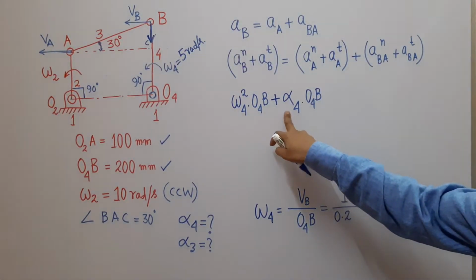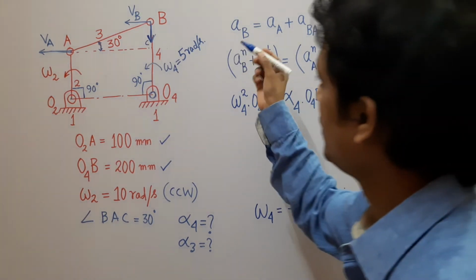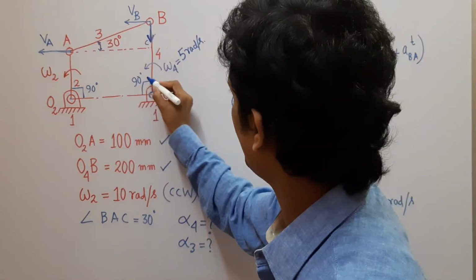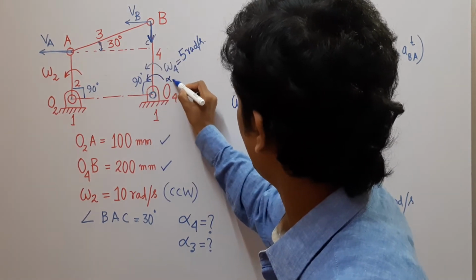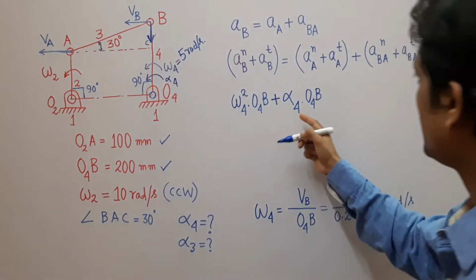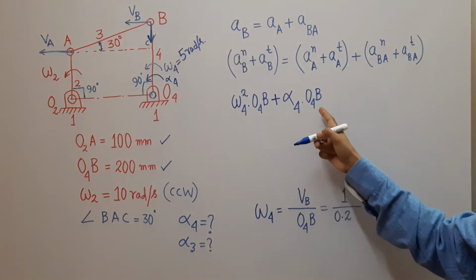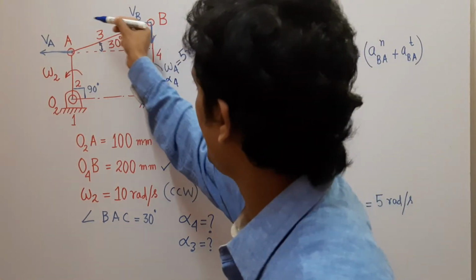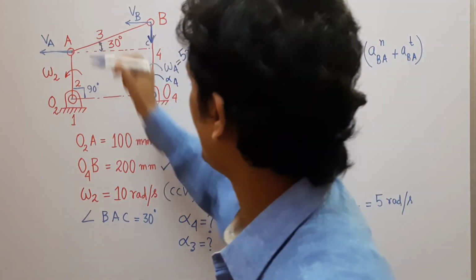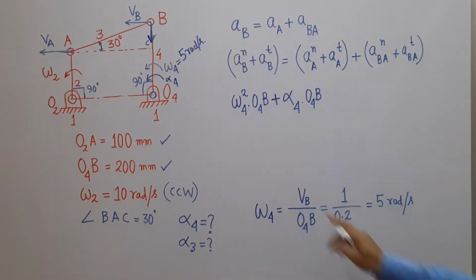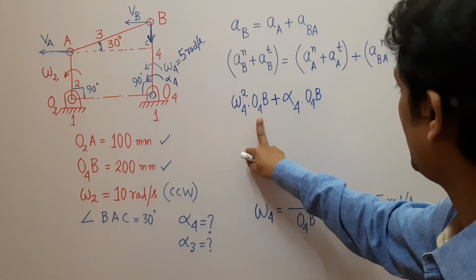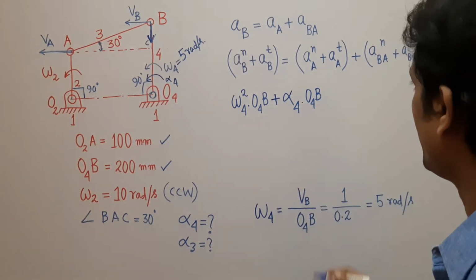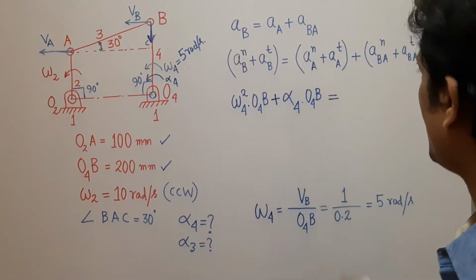And what is the direction of alpha 4 O4B? That is, if alpha 4 is along this direction, means counterclockwise, then alpha 4 O4B is along VB, along that direction, horizontal direction. So, for this we know both magnitude and direction. For this we know only direction. Let us do the other parts.